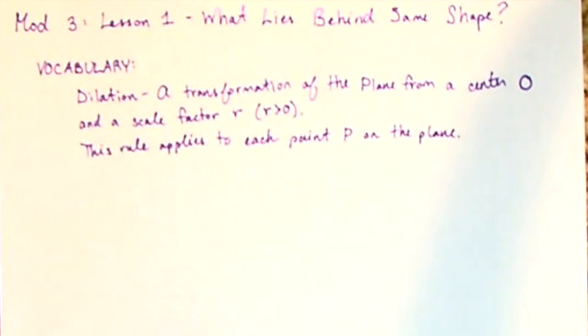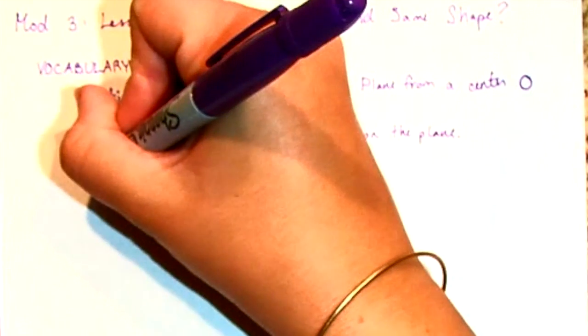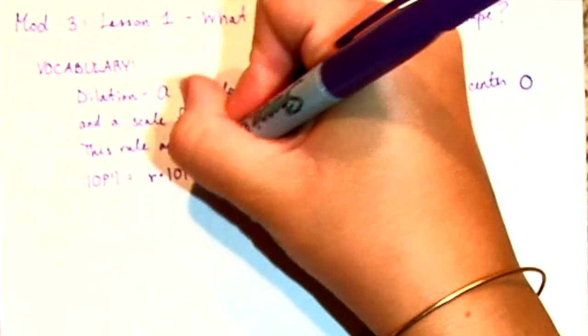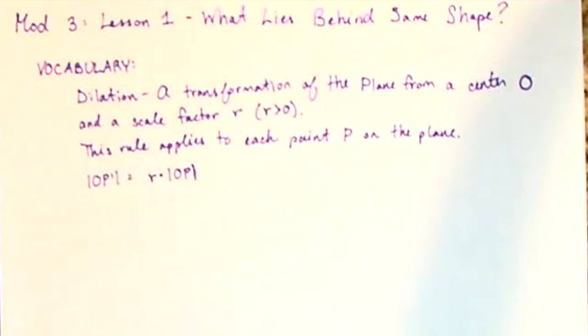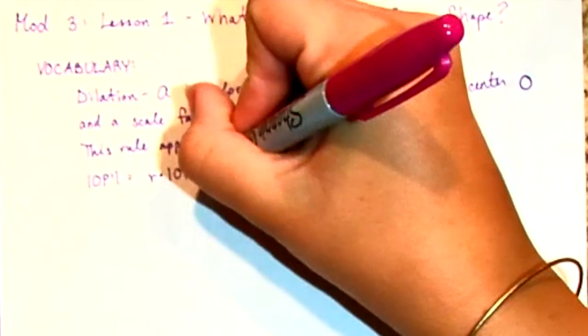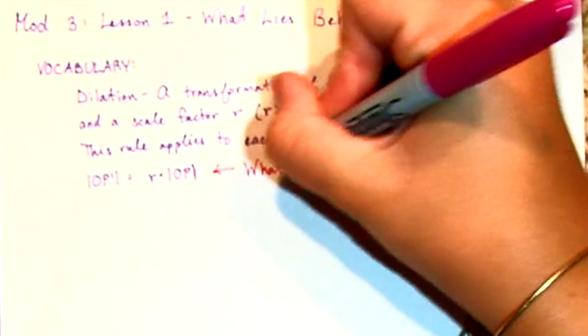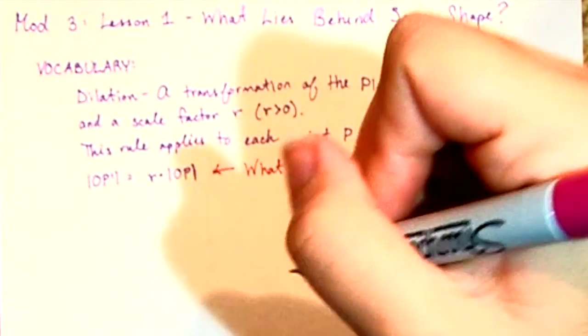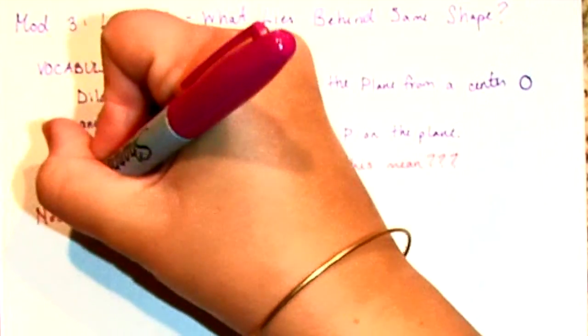So just like we drew our simple figures in class and we labeled 5 coordinate points, each of those coordinate points was transformed through a dilation on a plane. So when the distance between the center and the point P is equal to the scale factor times the distance between the center and point P.